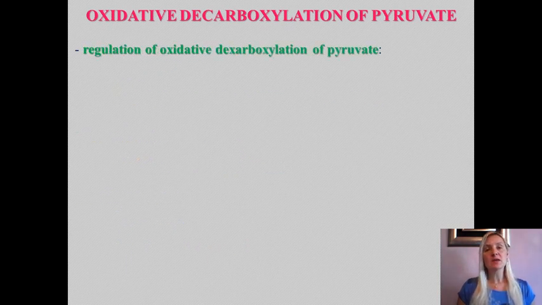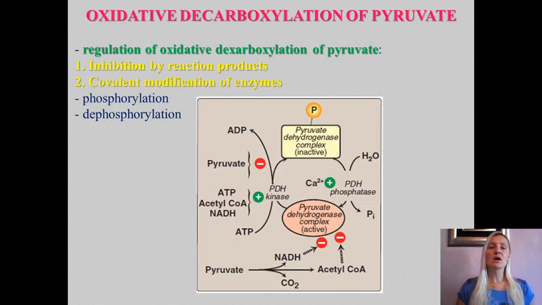So how is this pathway regulated? There are two ways to regulate oxidative decarboxylation of pyruvate and this complex containing 3 enzymes and 5 coenzymes. First, inhibition by reaction products, or feedback inhibition, and second, covalent modification of enzymes by phosphorylation and dephosphorylation, which is one of the common pathways to activate or deactivate enzymes, if you remember it from our general biochemistry course. So in this figure, you can see how this is achieved in the case of the pyruvate dehydrogenase complex.